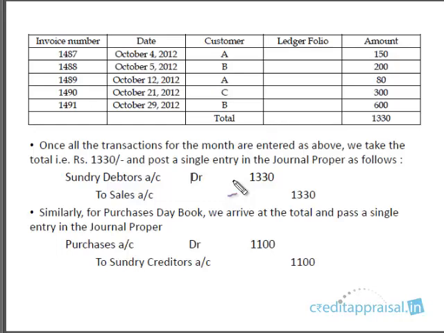So what we do is, in chronological order, we enter the sales. Here we have a new column called customer, because this is a subsidiary book related only to sales. So we need to keep track of the customer. So we write the customers here, and we mention the sale amount.